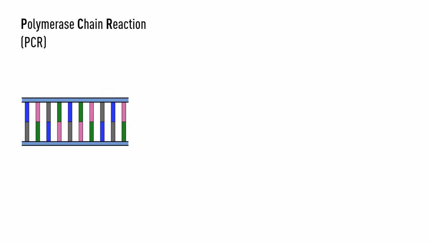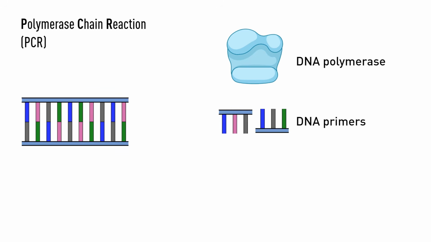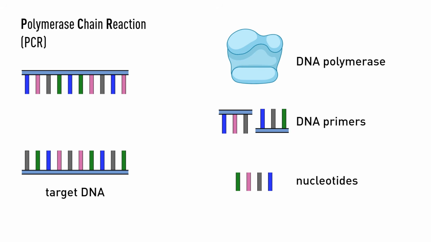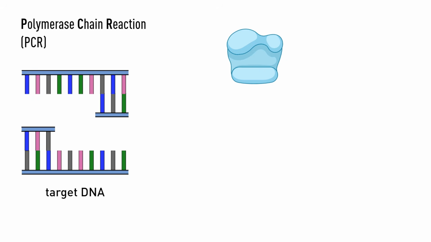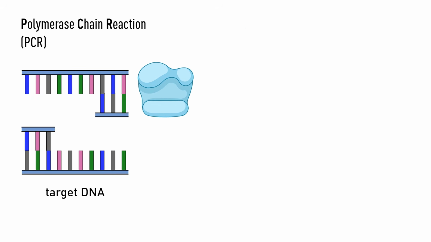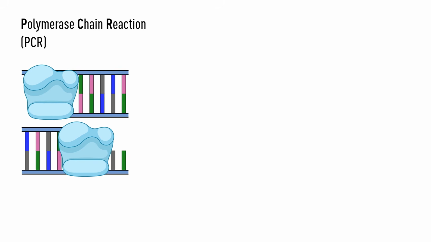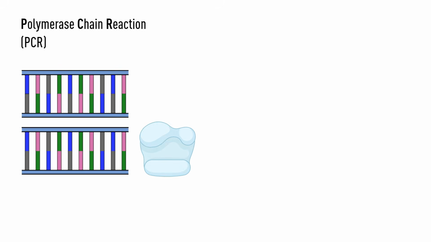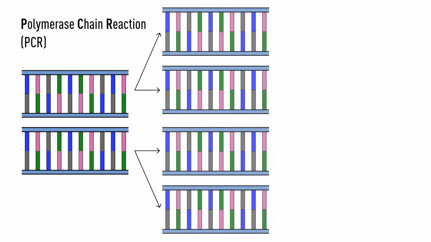Like PCR, Sanger sequencing reactions include DNA polymerase, DNA primers, nucleotides, and the target DNA. The primers bind to the target DNA, and DNA polymerase creates a new complementary DNA strand using the nucleotides. Then, the process repeats.